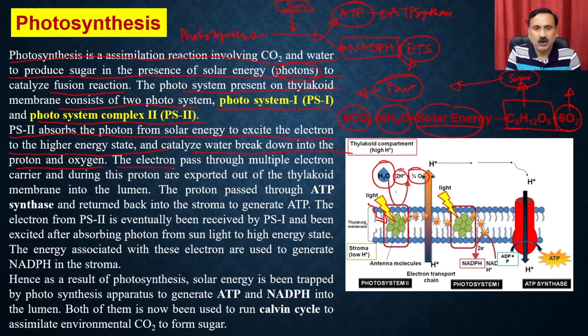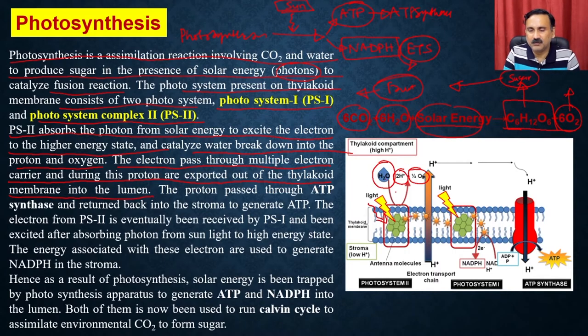This electron passes through. The electrons which are going to be produced during this water lysis are actually going to be passed through multiple electron carriers, and during this, electrons are exported out of the thylakoid membrane into the lumen. So this is what you see here.